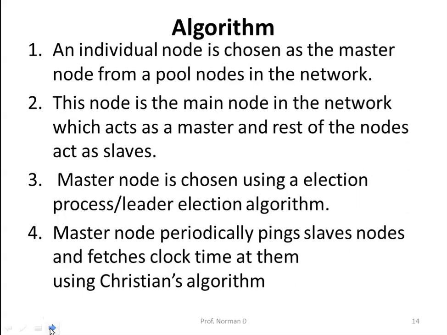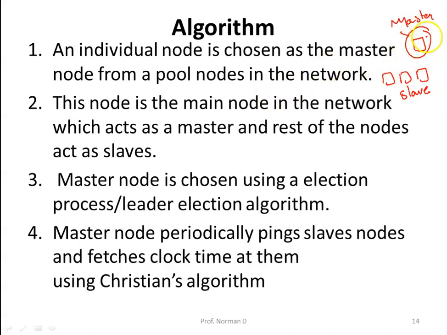Let's have a look at the algorithm step by step. Step 1. An individual node is chosen as the master node from a pool of nodes. That means we will have n number of nodes in Berkeley's algorithm, and one of the nodes will be chosen as the master, and the remaining nodes will serve as slave nodes. Whatever action is taken will be taken by the master node.